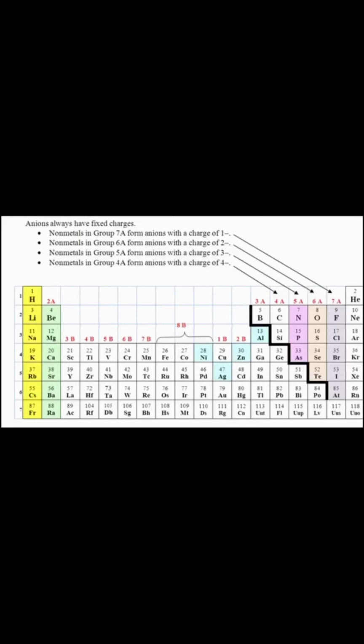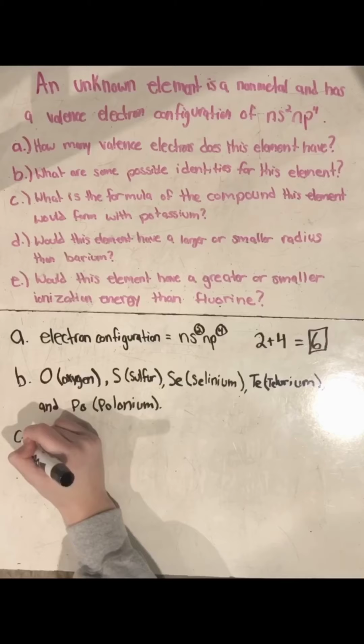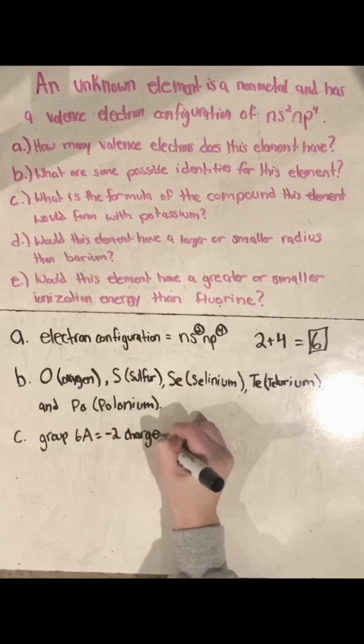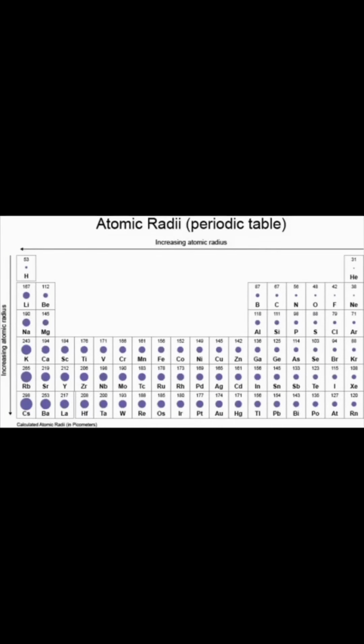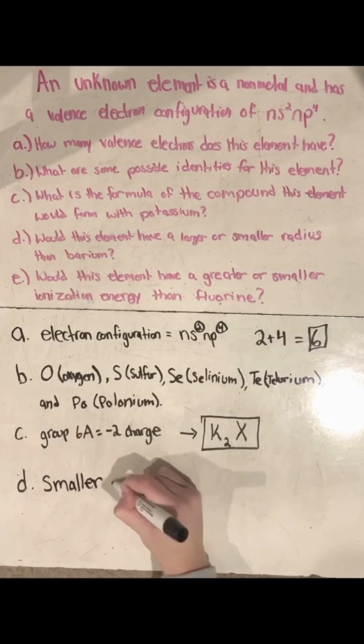Elements in group 6A have a -2 charge, so any of the elements from part B when formed with potassium would result in the formula K2X, where X is the symbol of the unknown element. This element would have a smaller radius than barium because when looking at a periodic table, atomic radius decreases from left to right and increases going from top to bottom. Barium is farther to the left and is at a lower quantum level, meaning that it has a larger radius.